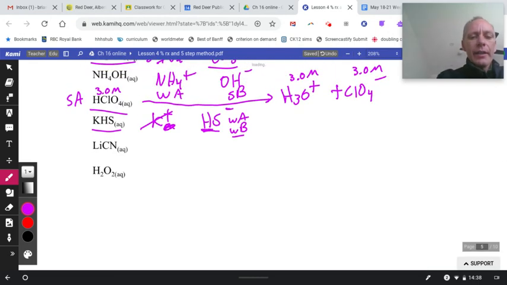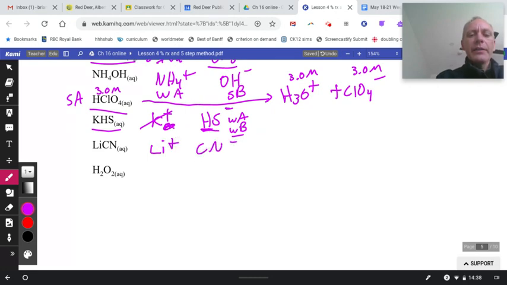LiCN, ionic. Whoa, dissociated. Li plus, CN minus. That one's a spectator ion. It's not in the table. This one is a weak base.